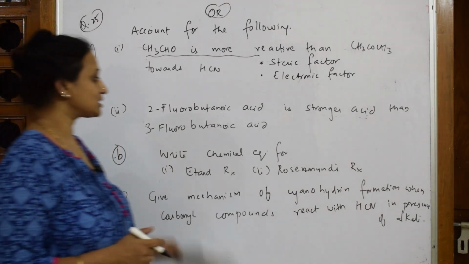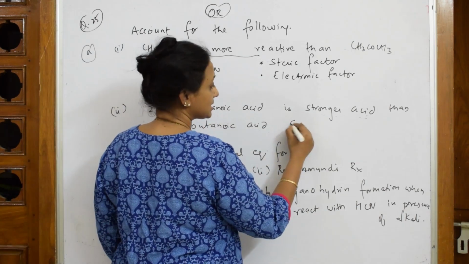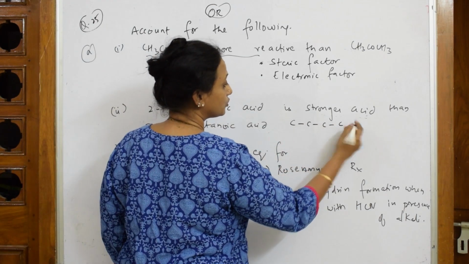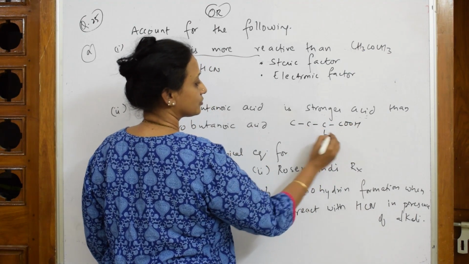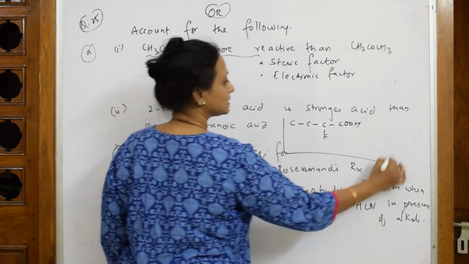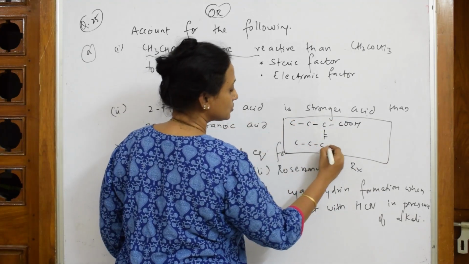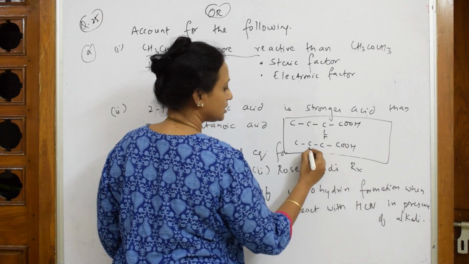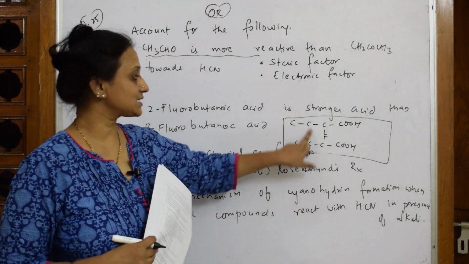2-fluorobutanoic acid is a stronger acid than 3-fluorobutanoic acid. Let us write 1, 2, 3, 4. Butanoic acid, 1, 2, this is fluoro. In the second one, let us write 3-fluorobutanoic acid, 1, 2, 3, COOH. Now they are asking us, this is a stronger acid than this.